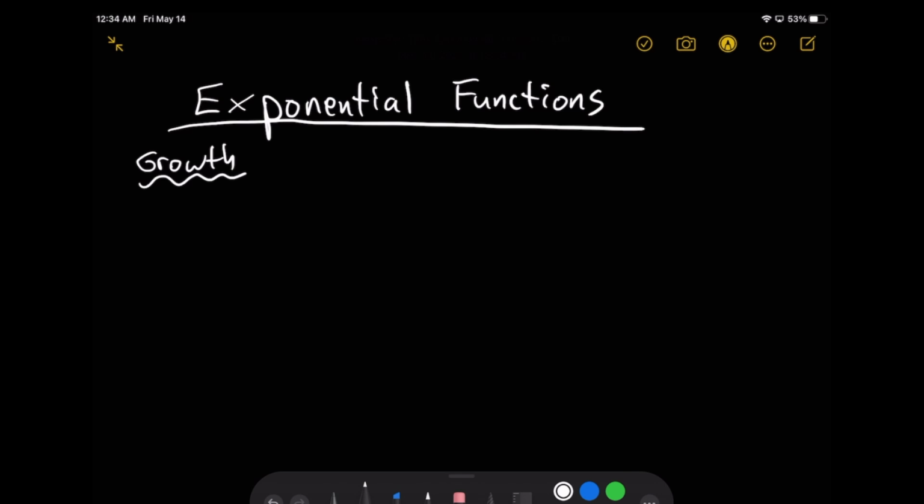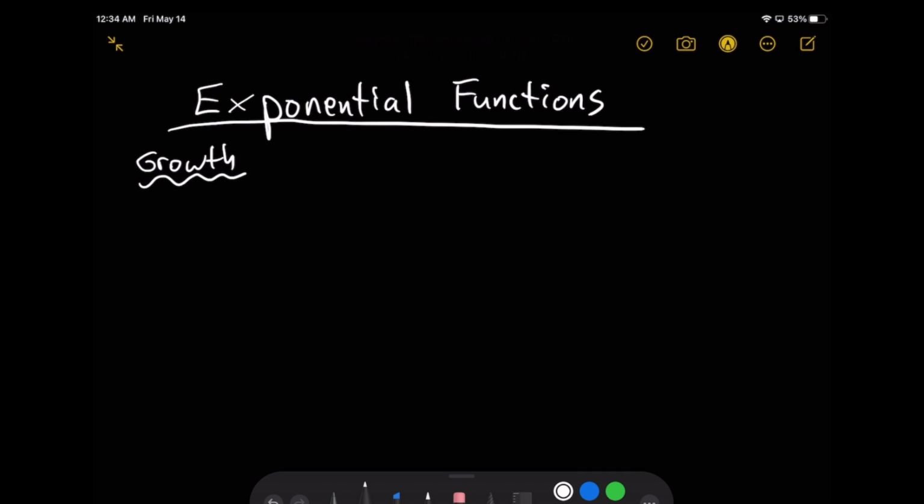Let's talk about exponential functions. In order to do that, I'd first like to take a step back and review what we've talked about previously in terms of exponential growth, and then extend that to the idea of exponential decay, and then we'll follow that up by looking at some example questions.